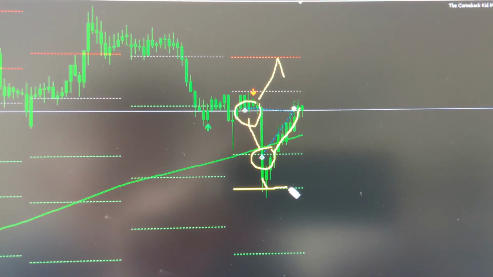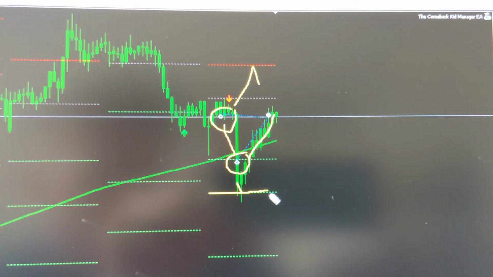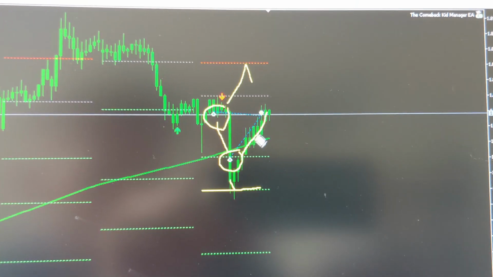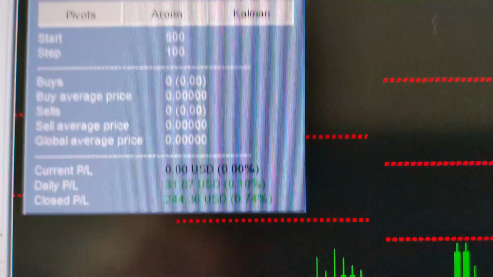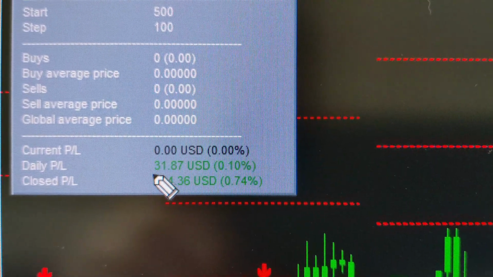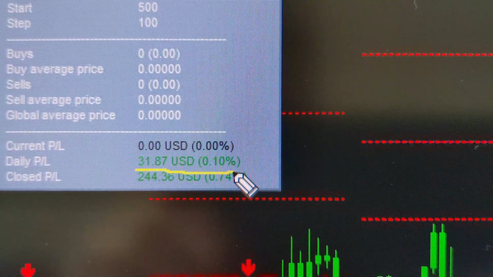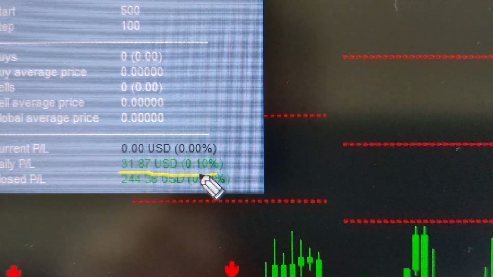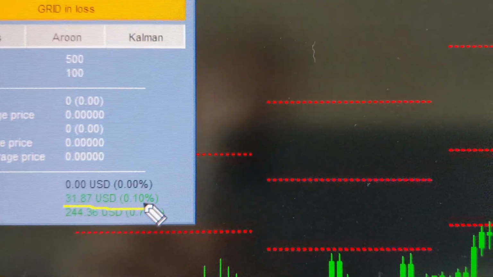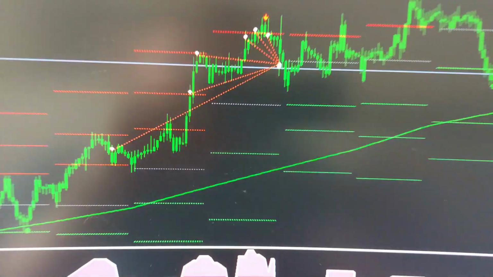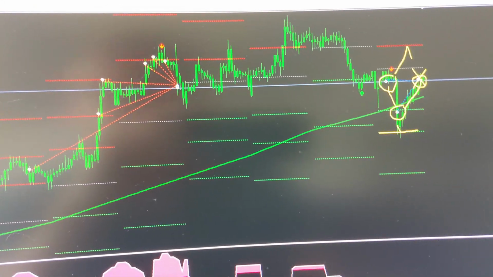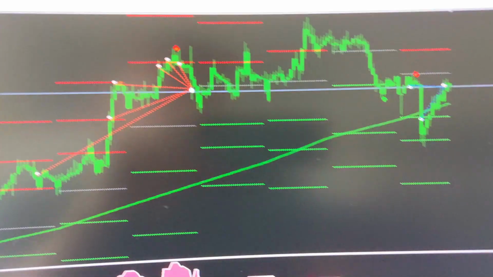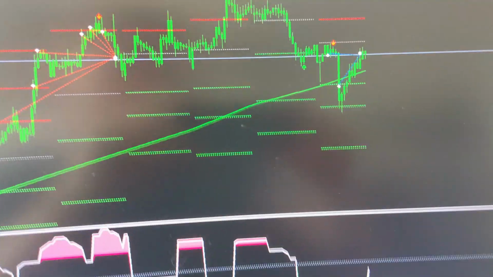I could have taken another trade at the second support level, but it didn't matter in this case. Both trades closed out for realized profit right here, and you can see that we had a profit of $31.87. So not a huge profit, 0.1%, but I'm looking for a profit of about 0.1 to 0.2% every single day, looking for an estimated profit of about 4 to 5% each month.